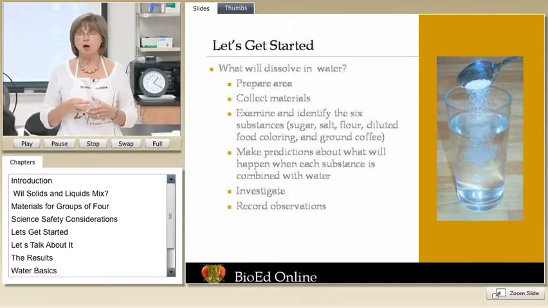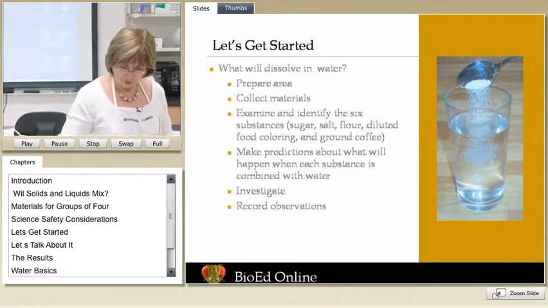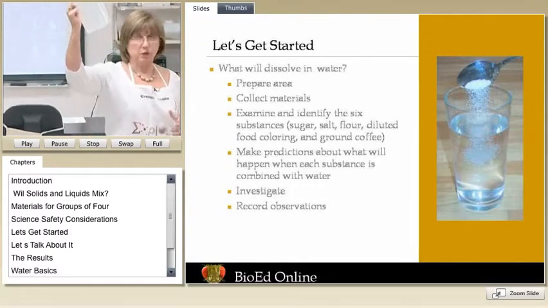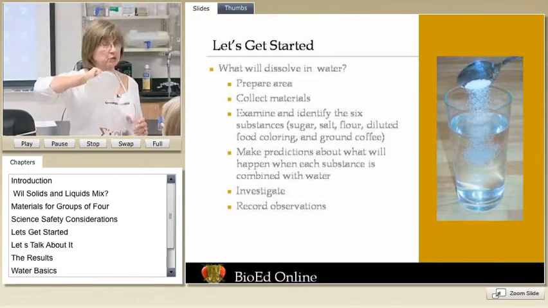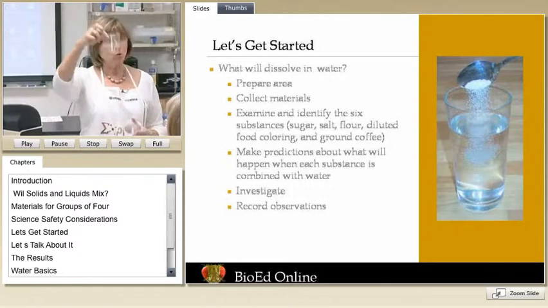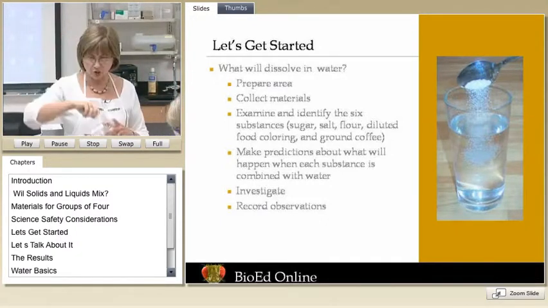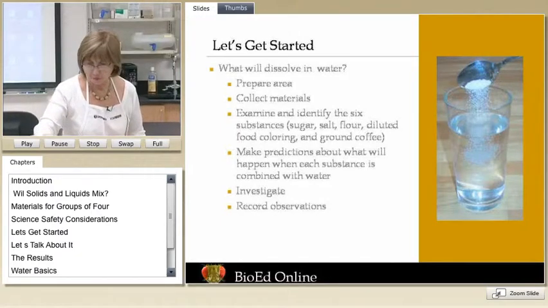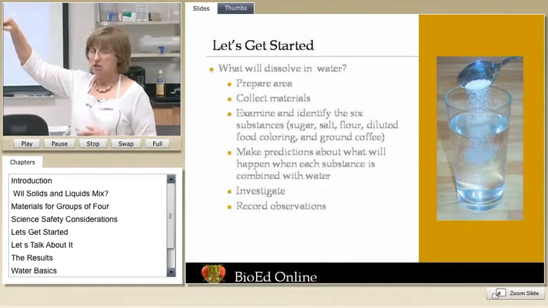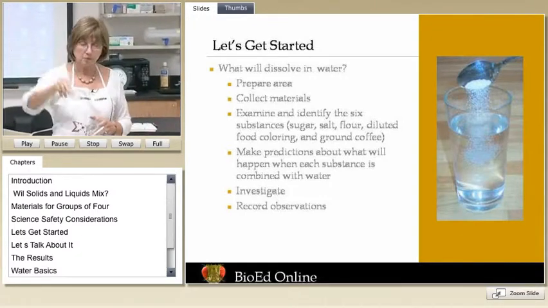So we're going to give you a beaker, and you're going to fill this beaker with water. One of you will be the materials manager that gets the water. Then you're going to fill each one of these cups with the same amount. Let's suggest about 50 milliliters of water. So we have a 50 milliliter beaker right here. We're going to fill each one of these cups with about 50 milliliters of water to begin with.